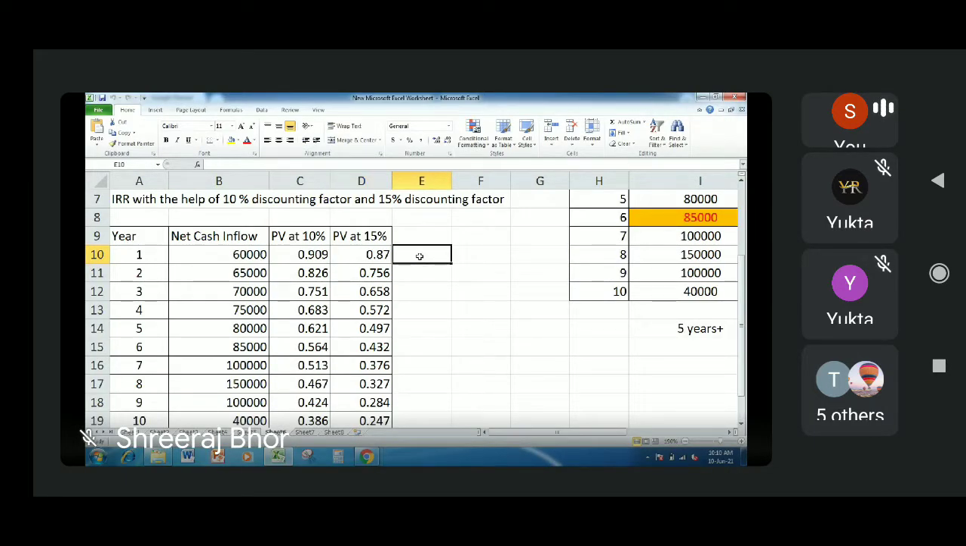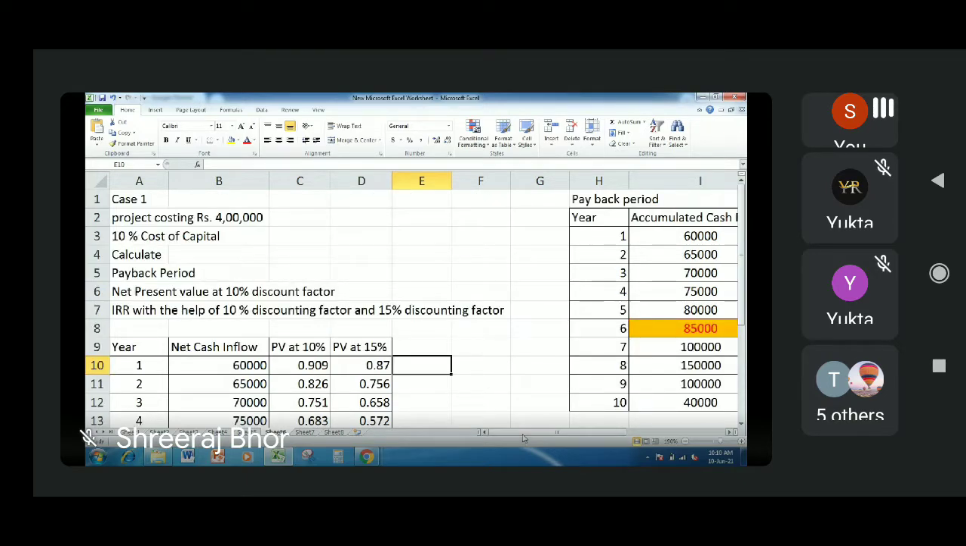So how to calculate this? 100 divided by 115 into is equal to. If you go for this, we will get 0.87, and if you continuously press is equal to, you will get the next figures. So this is the calculation of PV factor. For 10%, 100 divided by 110 into is equal to. In this way, you can get all these figures. Okay, so this is the calculation of PV.